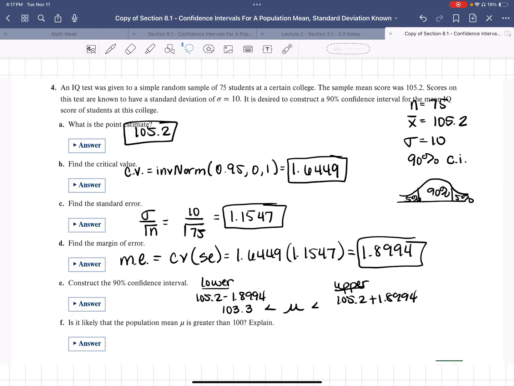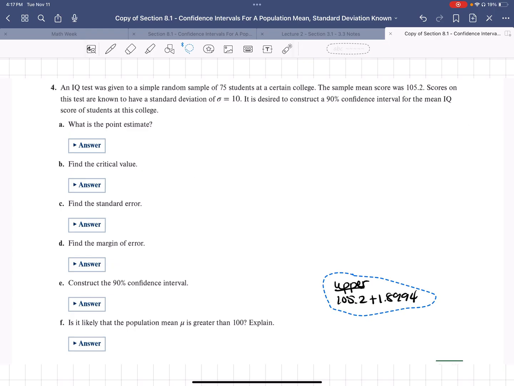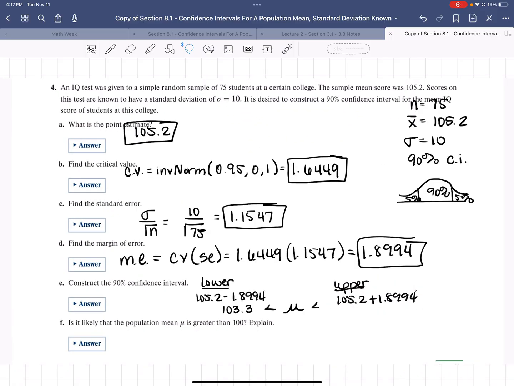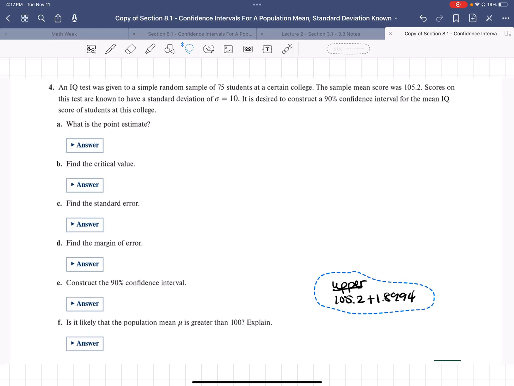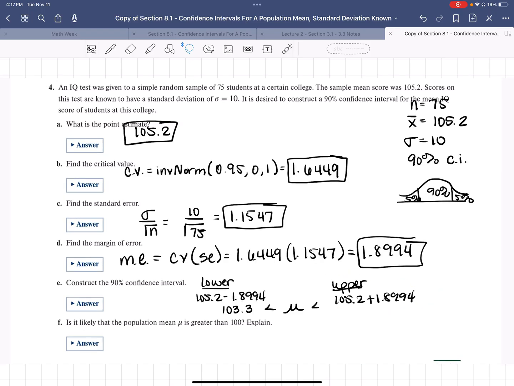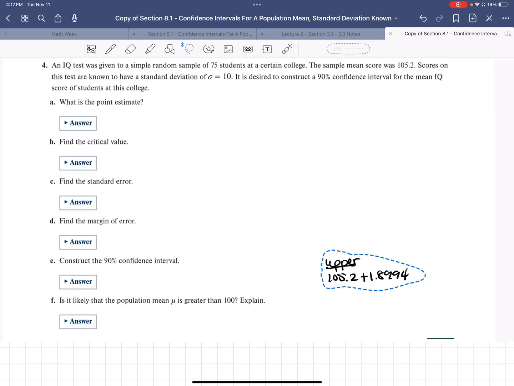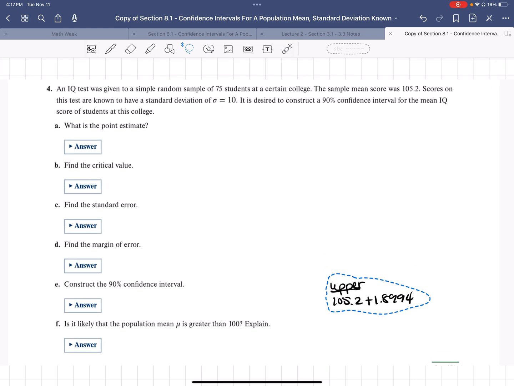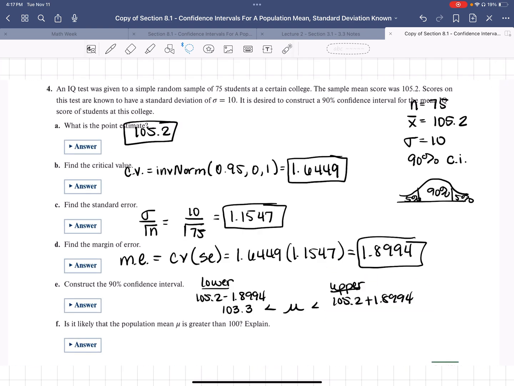Let me scoot this up just a little bit right there. Okay, hold on. Let me scoot this. He's not wanting to cooperate. It's not going to move. It's going to move the whole thing, of course. Okay, and we get 107.